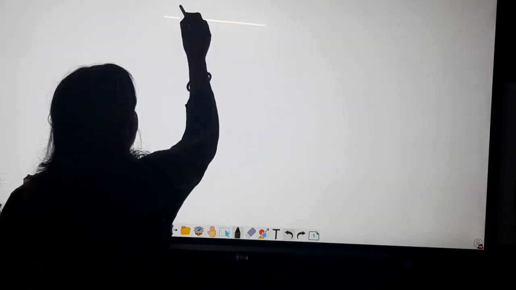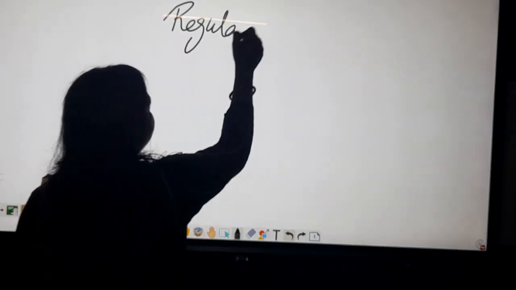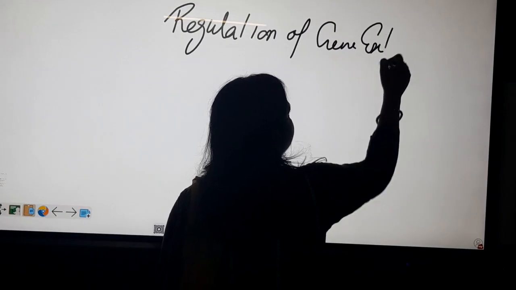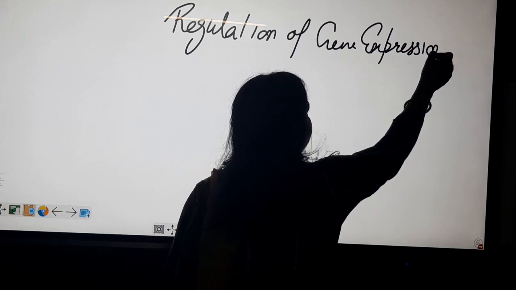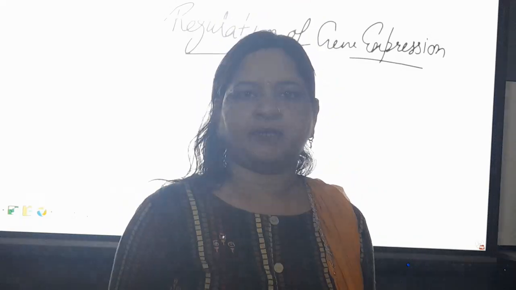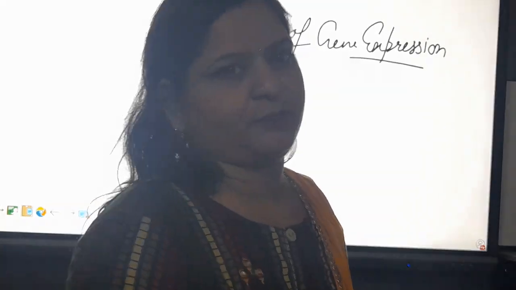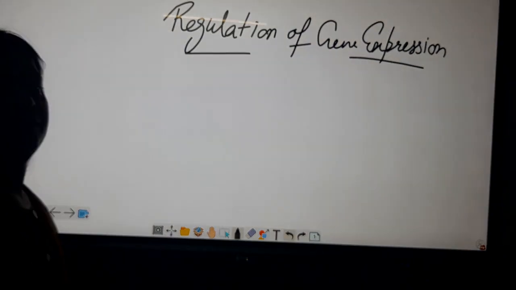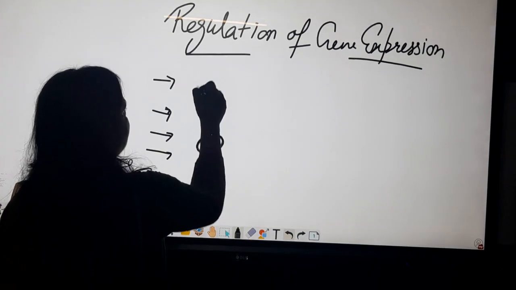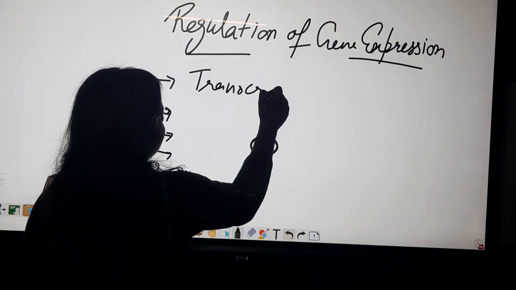Today we will do regulation of gene expression. We will do this topic in a very easy way so that you can understand it very well. So let's start. Regulation of gene expression is done at different levels. The first one is the transcription level.